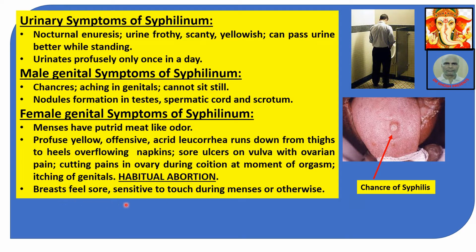Breasts feel sore, sensitive to touch during menses or otherwise. Chancre of syphilis on tongue looks like this. Generally it is seen in the genital region, but it can be seen also on the tongue within the buccal cavity.